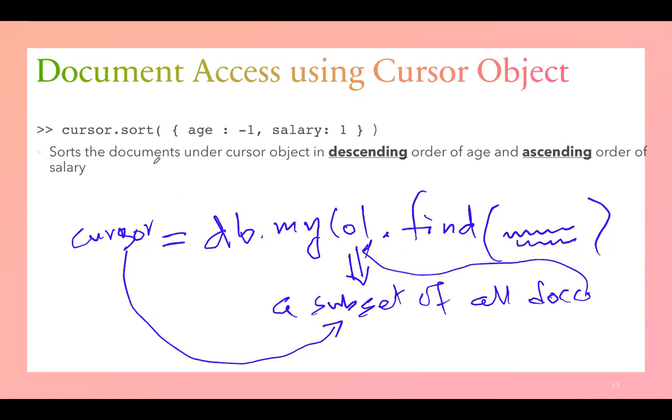And then one of the things I could do is I can do sorting. And it's pretty simple. If you want to sort the documents in a descending order of the age, you put -1 here. And this is the key. This is the value. And if you put the value -1 when you're sorting, it will do the descending order. And if you put 1 or +1, it will do the ascending order sorting.